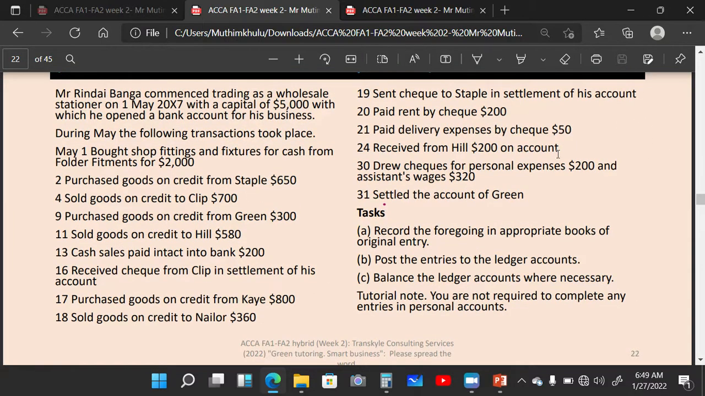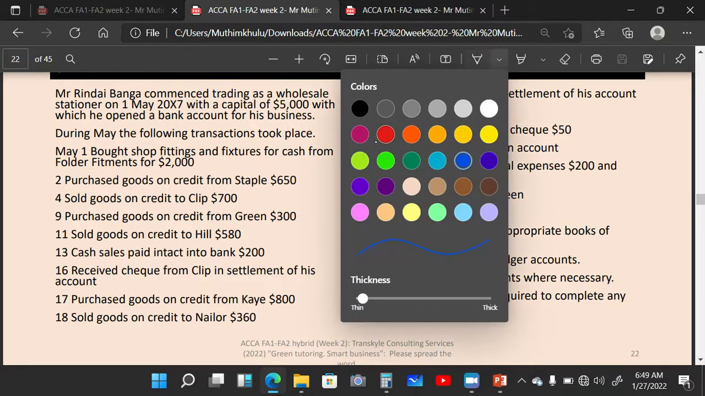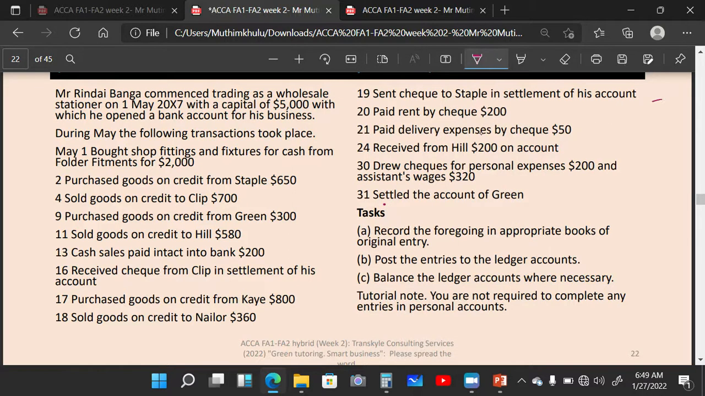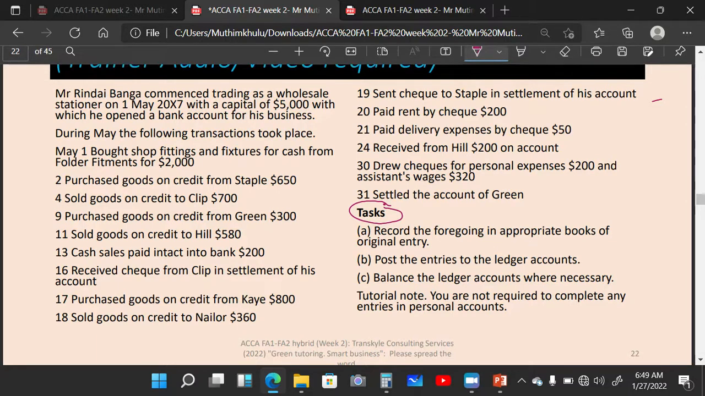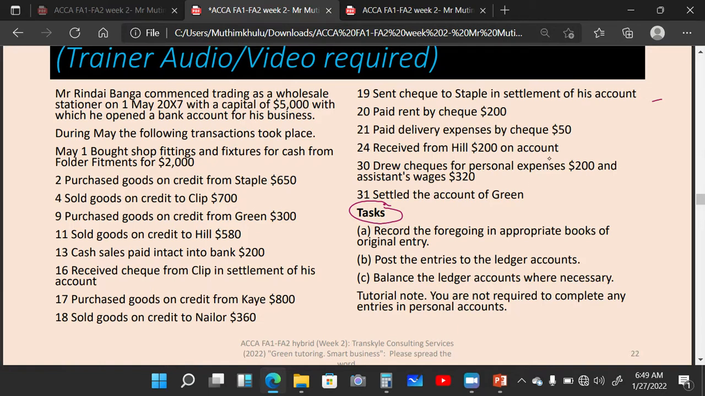Okay, this is the task. All right, let me just highlight it here. What we have to do, the business of the day. The tasks: you are required to record the foregoing, that is these transactions, all of this, in appropriate books of original entry. So you have to record them in the books of original entry, and at this level you now know which ones are the books of original entry.